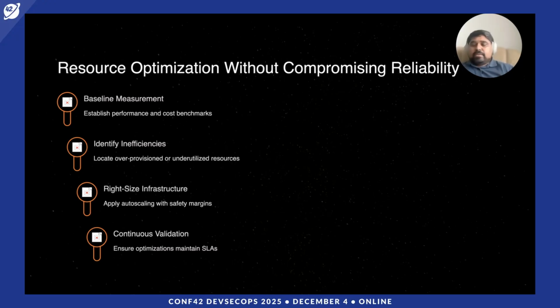Second, identify inefficiencies. Look at overprovisioned or underutilized resources. Example inefficiencies: the database has 16 CPU cores, but it peaks at 30% utilization. It is overprovisioned. The API gateway has expensive instances, but all this traffic only needs 40% of its capacity. The caching layer is too aggressive, using a bigger cache.